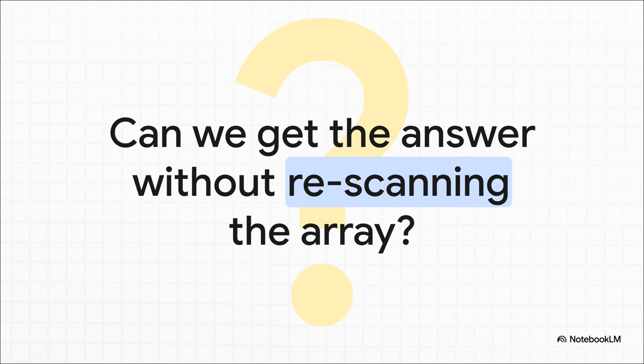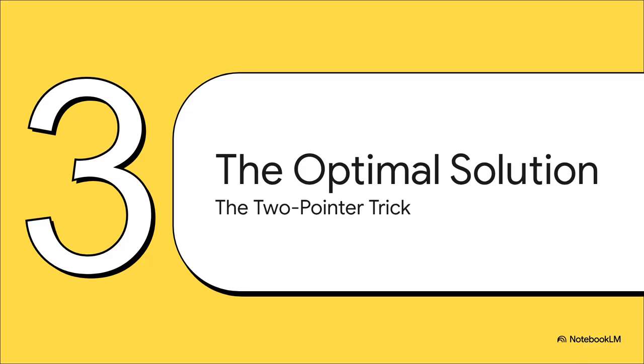This leads us to the million-dollar question. There has to be a better way, right? Can we possibly figure this out without doing all that repetitive scanning? Is there some trick to finding those left and right maximums more efficiently? And the answer is a resounding yes. This is where we get to the really cool part, the aha moment. It's an elegant, beautiful solution called the two-pointer technique, and it completely changes the game.